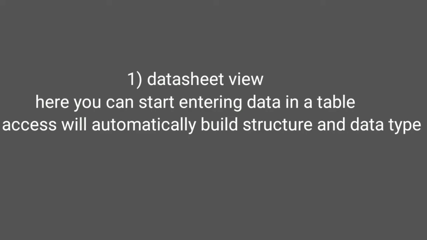If you are creating a table using datasheet view, you can start entering the data into the table. Once you have entered the data, Microsoft Access will automatically create the structure for that table, and at the same time automatically select the data type for the data which is being stored in that particular field. So this is the first type of view through which we can create a table. And moving on to the second type of view, that is design view.